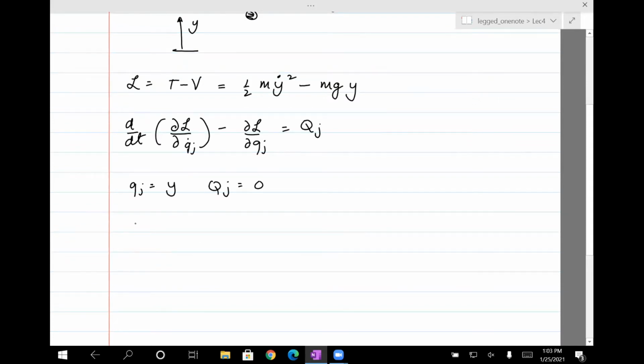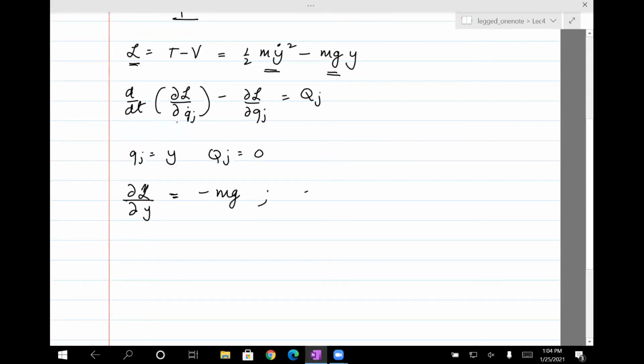First of all, let's do the easiest one, dL/dq, which is dL/dy. So it's the derivative of the Lagrangian with respect to y. Now, the first expression doesn't have a y, so that's going to be 0. We're only left with minus mgy, and the derivative of that is going to be minus mg. Okay, so that's one part.